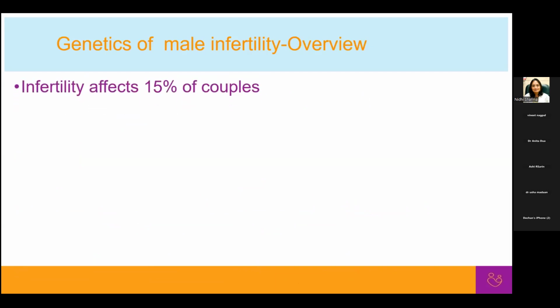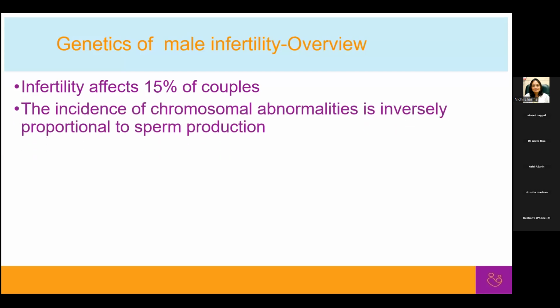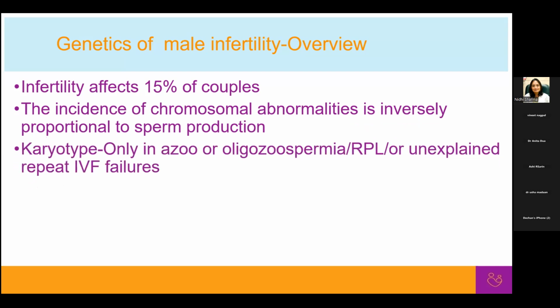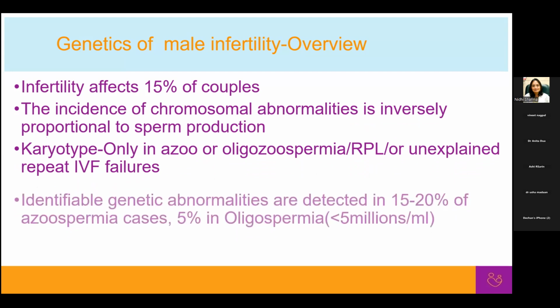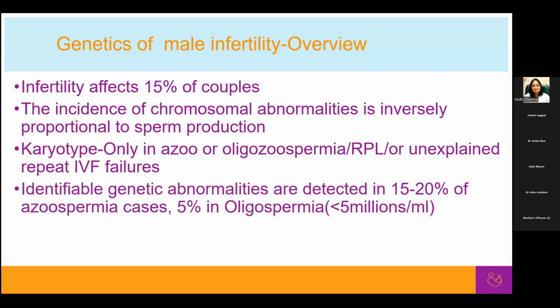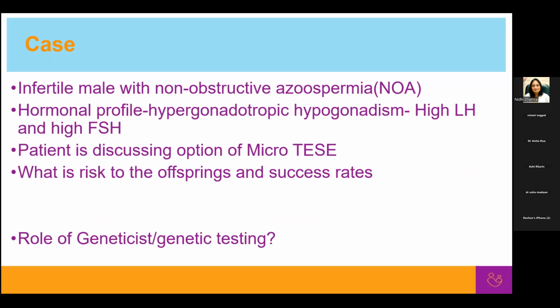So we know that infertility affects 15% of the couples. I think it is more than that nowadays. Incidence of chromosomal abnormalities in males is inversely proportional to the sperm production. That means karyotype is advisable only in azoospermia or oligospermia or recurrent pregnancy losses or unexplained repeated IVF failures. And identifiable genetic abnormalities are detected in 15 to 20% of azoospermia cases and 5% in oligospermia cases, which is a major chunk.